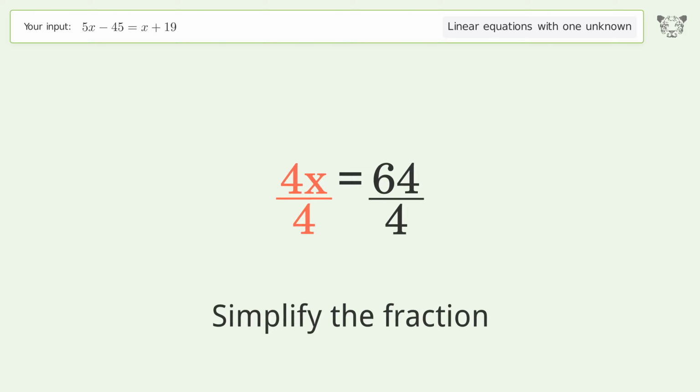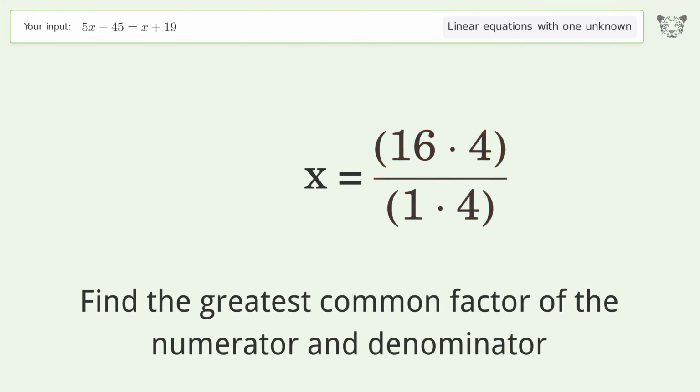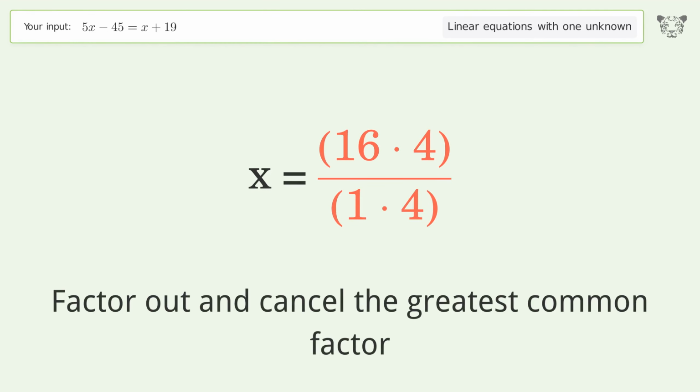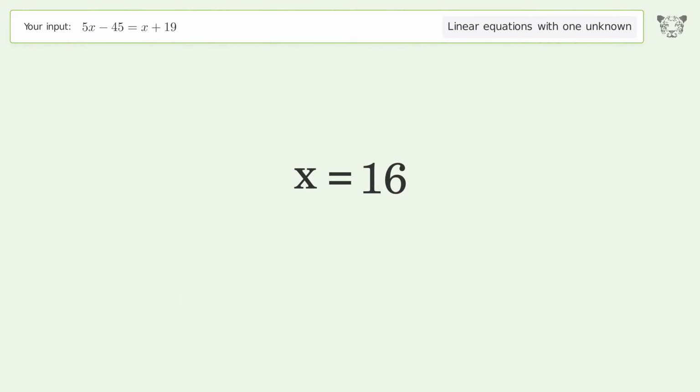Simplify the fraction. Find the greatest common factor of the numerator and denominator. Factor out and cancel the greatest common factor. And so the final result is x equals 16.